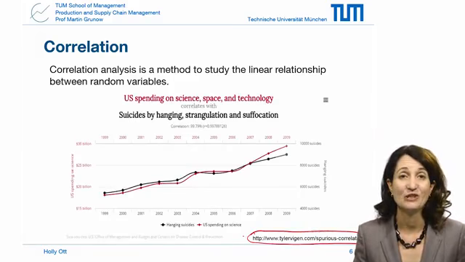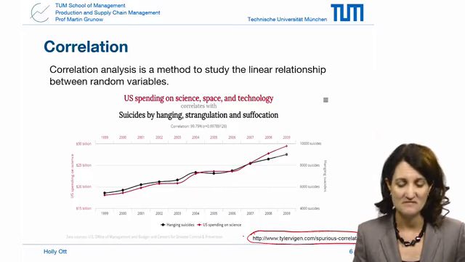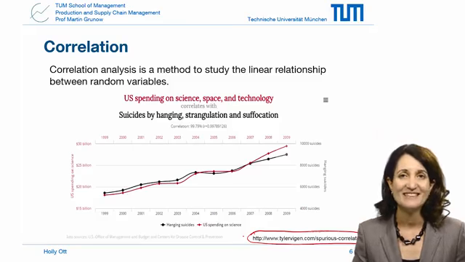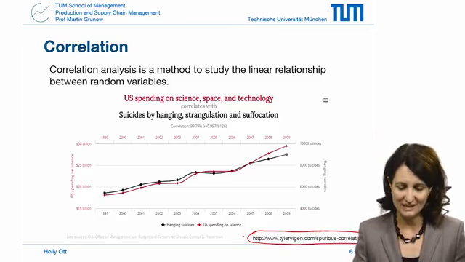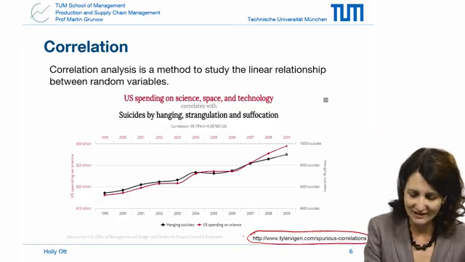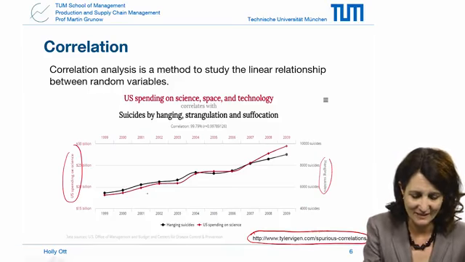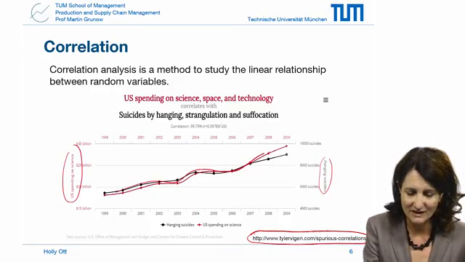Here we have U.S. spending on science and space technology, very well correlated to suicides by hanging, strangulation, suffocation. So we have to be careful. There are many examples of variables that appear to correlate. And here we don't have the XY relationship. Just to clarify, this is the suicides, this is the U.S. spending, and they both seem to have the same kind of dips.